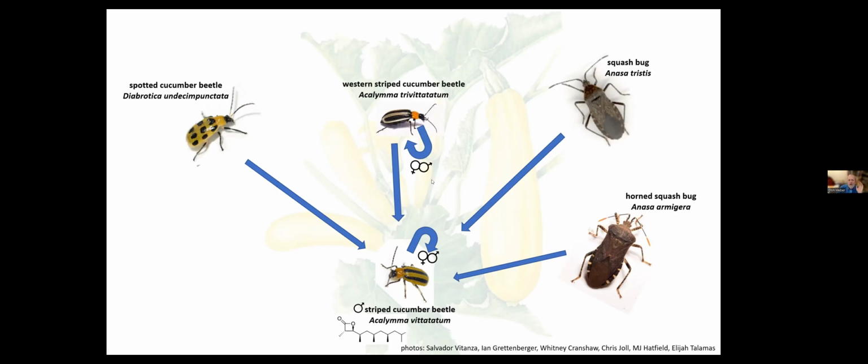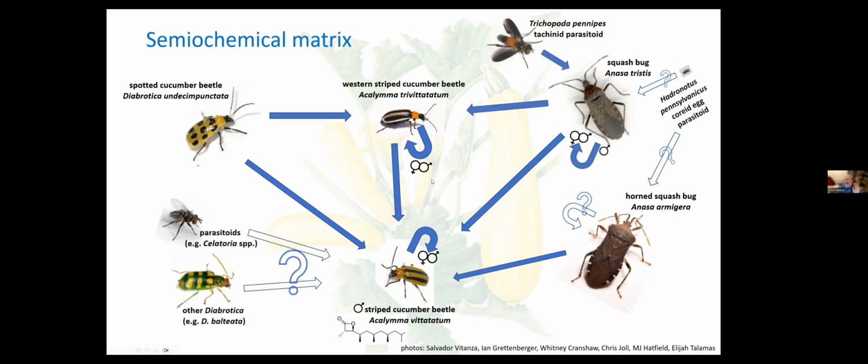We think there's more to the story, that natural enemies like the tachinid parasitoid Trichopoda penipes might be attracted, and the parasitoids of the striped cucumber beetle, Celatoria, might be attracted, and we got to see. We also know, as I mentioned earlier, that the squash bugs probably have their own male-produced aggregation pheromone. And we know that the spotted cucumber beetle has a female-produced sex pheromone.